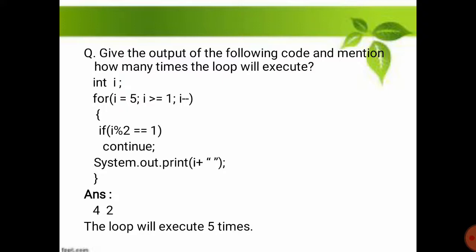The value of i is equal to 1. So 1 is greater than or equal to 1, the condition is true. So 1 remainder 2 is again 1, the condition is true. So it continues and does not print the value of i. And after that the value of i is equal to 0. Is 0 greater than 1? No. The condition is false, so the loop is over. So it prints 4 and 2, and the loop will be executed 5 times from 5 to 1. This is the answer of this question.